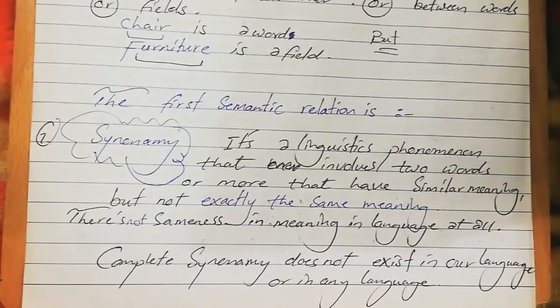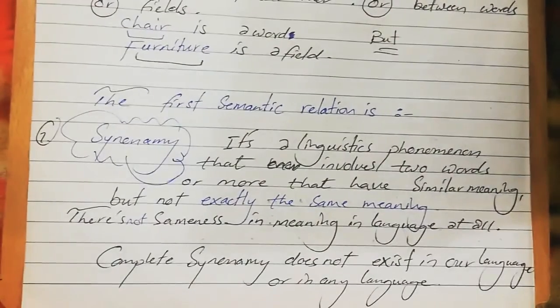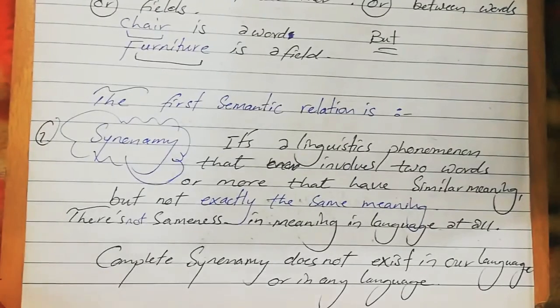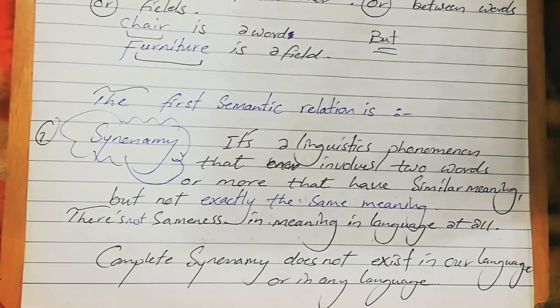So, let's start with the first semantic relation, which is synonymy. Synonymy is a linguistic phenomenon that involves two words or more that have similar meaning but not exactly the same meaning. So it is the relation that exists between two words. Because there is no sameness in meaning in language at all. Complete synonymy does not exist in our language, nor in any other language whatsoever.